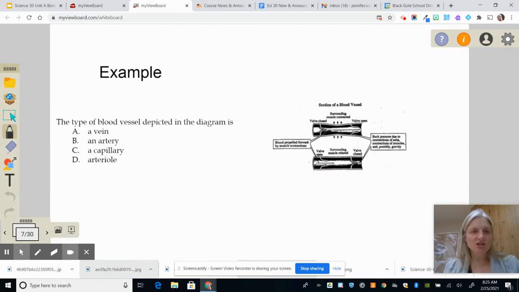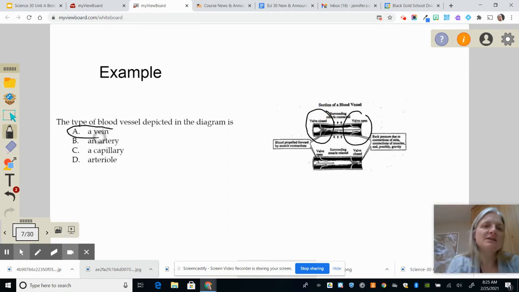Here's an example question you might see on a diploma. The type of blood vessel depicted in this diagram is, immediately I am seeing the word valve and I see valves opening and shutting. Any blood vessel with a valve is a vein.